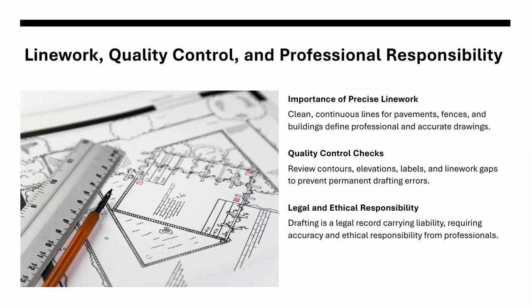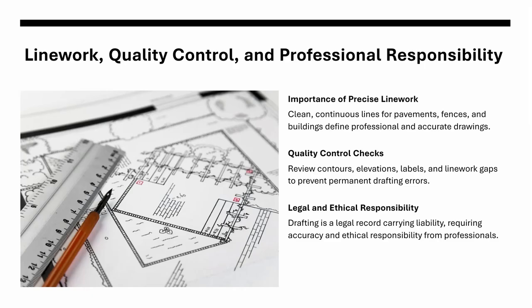Line work follows the same rules. When edge of pavement shots are coded in the field, they should connect into a clean line in your drawing. When a fence is shot, it should appear as a continuous feature. When buildings are drafted, they should close into complete shapes. These may sound like small details, but they are not. They are the very things that make the difference between a professional drawing and one that is sloppy.